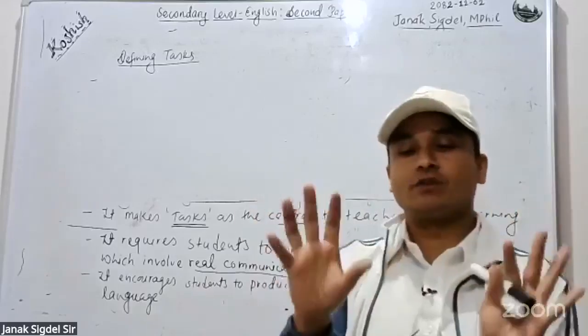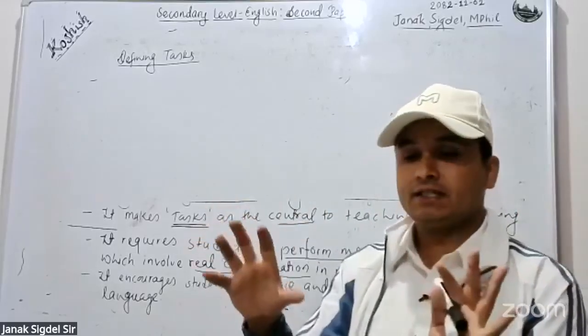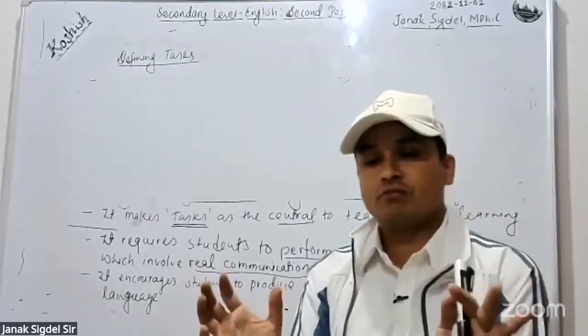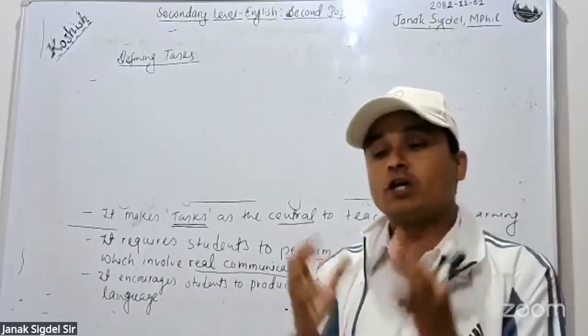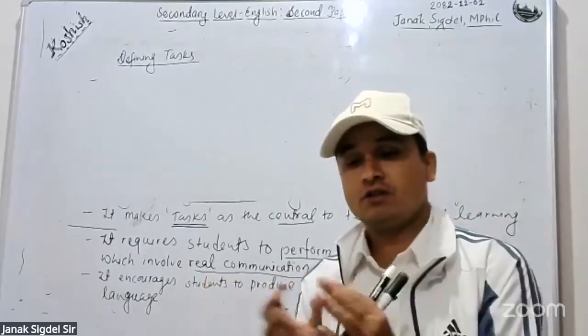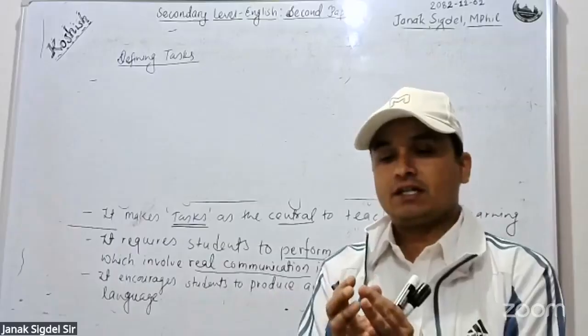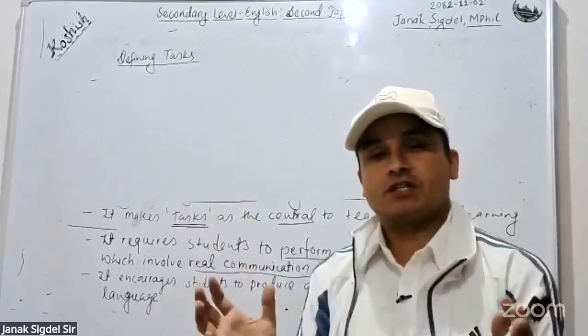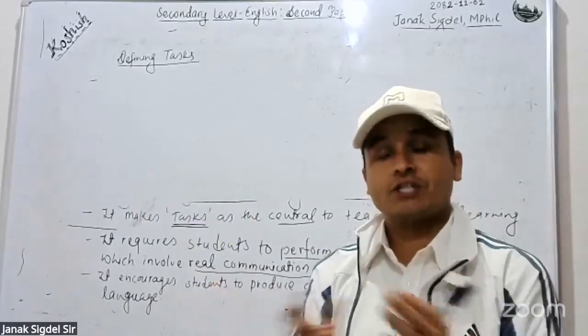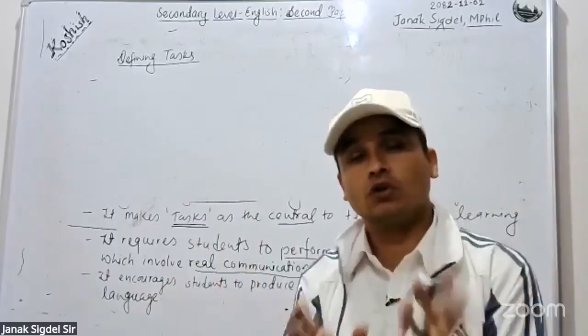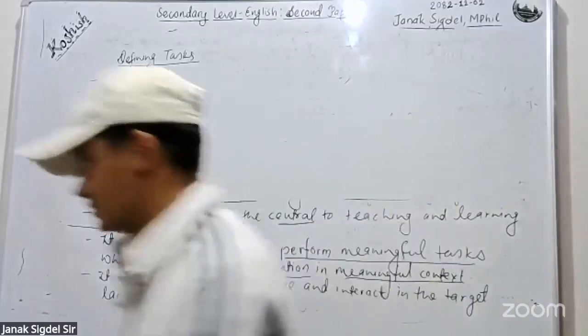As I have already told you, it's a work plan. It involves primary focus on meaning. It involves real-world processes of language use. Right? It can involve 4 language skills. It engages cognitive processes of the students. It has clearly defined goal. That means learning outcome. That's right.